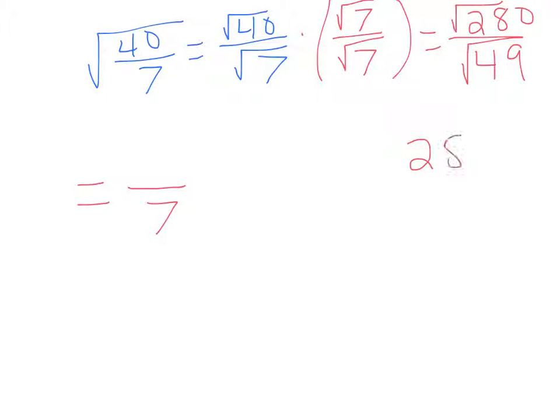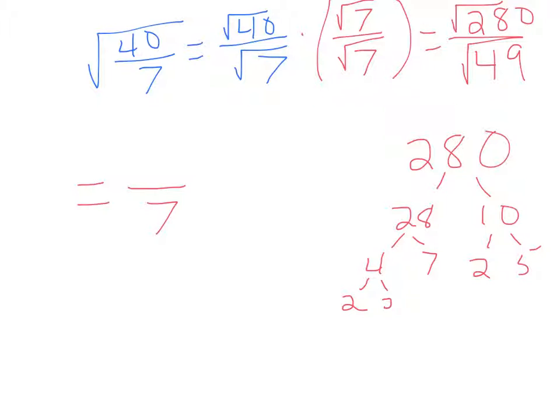So over to the side, let's do our factor tree. I know that 28 and 10 are factors. I know that factors of 10 are 2 and 5. Factors of 28 are 4 and 7. Factors of 4 are 2 and 2. And I've got my prime numbers. 2 times 2 times 7 times 2 times 5 gets me 280.